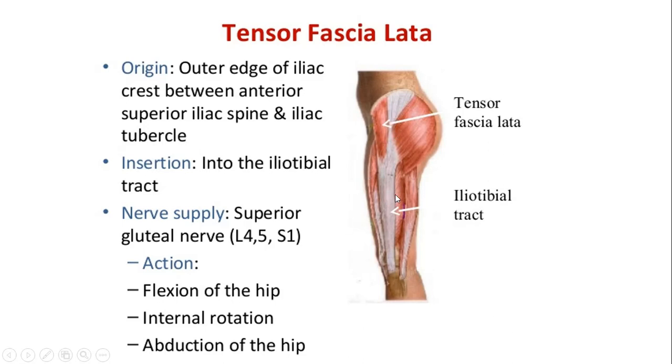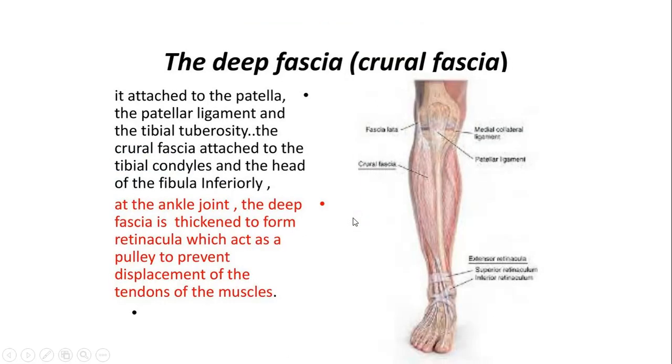I have shown it here because it is attached to the fascia lata, the deep fascia of the thigh. Below this, the deep fascia of the thigh is continuous with the deep fascia of the leg, that is called the crural fascia, and it is attached to the patella, patellar ligament, tibial tuberosity, and inferiorly to the tibial condyles and head of fibula.